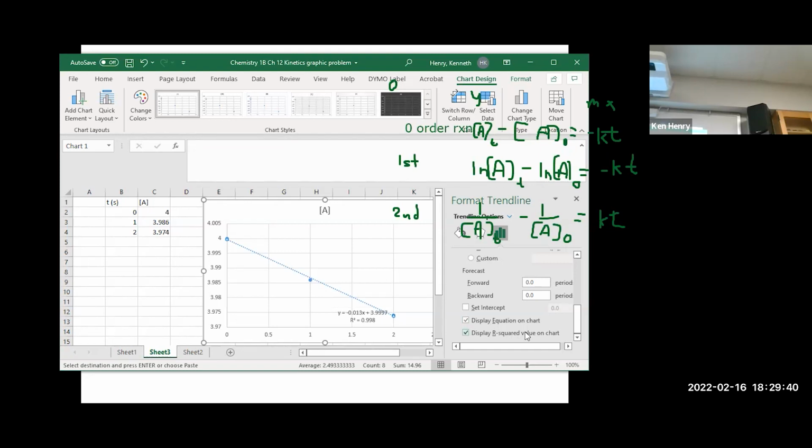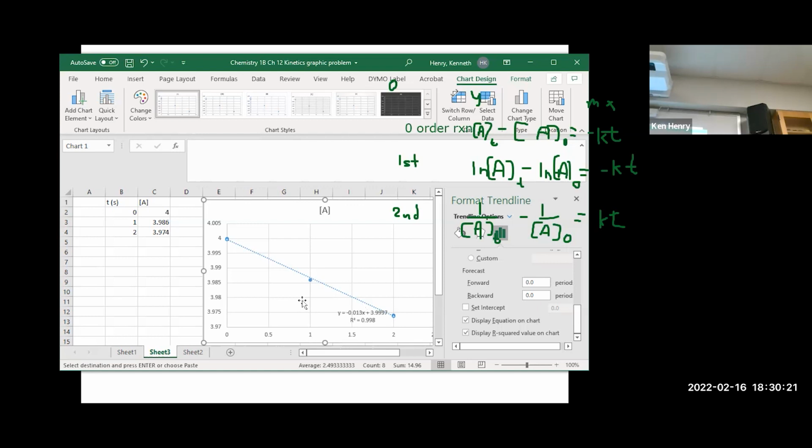Now, this R squared value lets us know how accurately our line fits the curve. If that R squared value is very close to 1, then it's dead on. If it's like 0.5 or something like that, you want to try again, because it really doesn't fit the curve. In this case, it's almost exactly 1. We also only have three points, so it doesn't make it too difficult. Since it fits so perfectly, you'd say this is a zero order reaction.